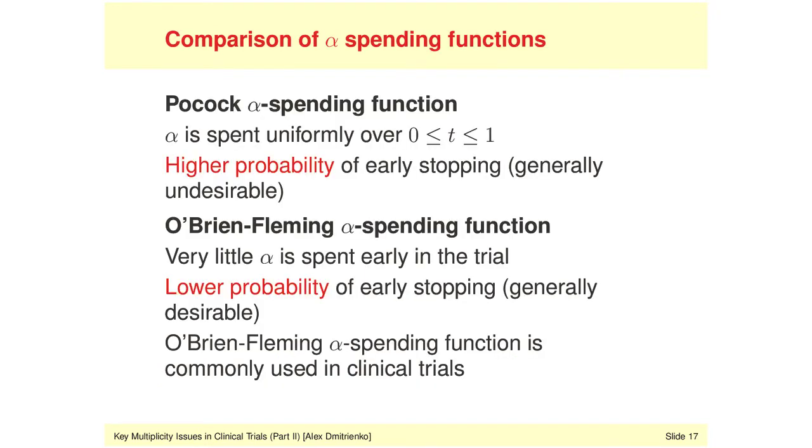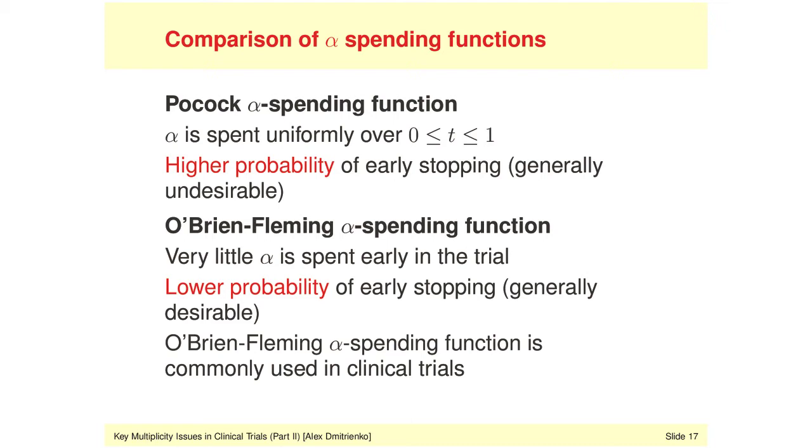To provide a comparison of those two popular spending functions, with the Pocock alpha spending function, the alpha is spent uniformly over the duration of the trial, or in other words, over the information interval that goes from 0 to 1, which means that the adjusted significance levels will be constant across the decision points, and this results in a fairly high probability of early stopping at an interim look. This is generally considered to be undesirable because it's a lot easier to justify early stopping if the treatment effect is very strong at an interim look.